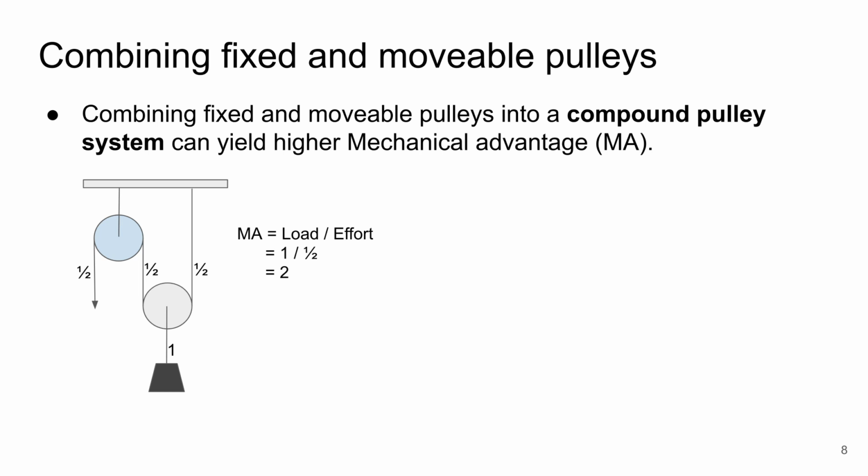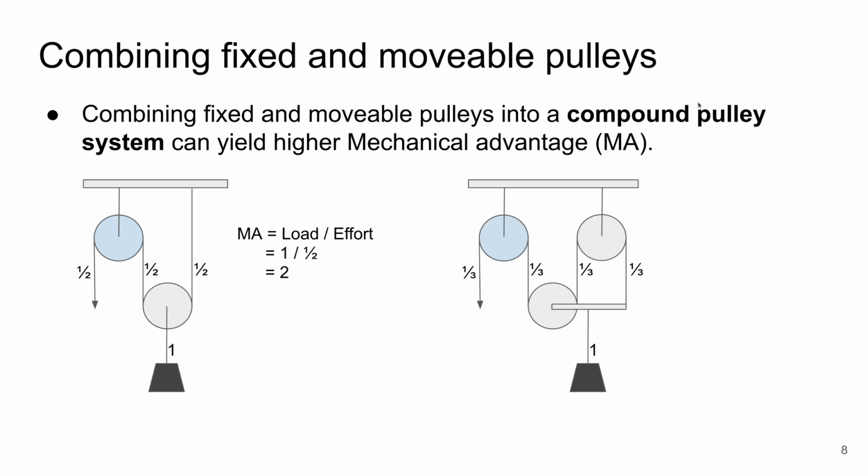Hence, mechanical advantage equals load divided by effort. And if the load is 1 and the effort is half, then 1 divided by half equals 2. And hence, the mechanical advantage is equal to 2.